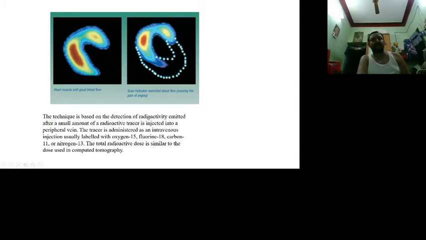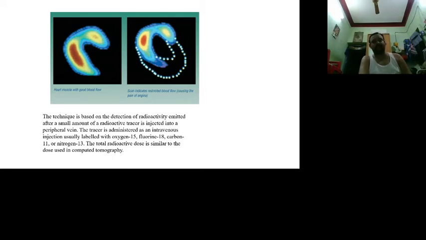This technique is based on the detection of the radioactivity emitted after a small amount of radioactive tracer is injected into a peripheral vein. They inject radioactive isotopes in a particular compound. The tracer is administered by intravenous injection only. The compound contains oxygen, fluorine, carbon or nitrogen in radioactive form.